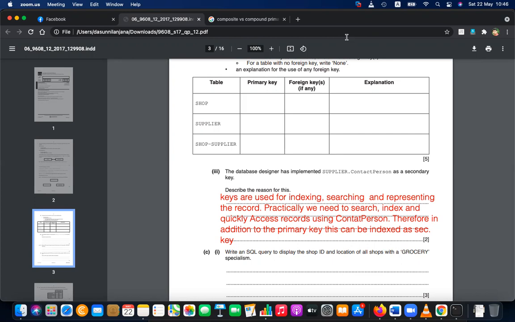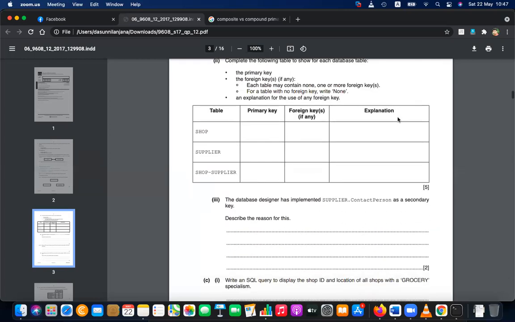Select the location from shop ID. Select shop ID. Right, you have to display shop ID and location, right? Then select shop ID, location from shop. Okay, where. That is a good replacement. Select shop ID, location from shop where retail specialism equals grocery.